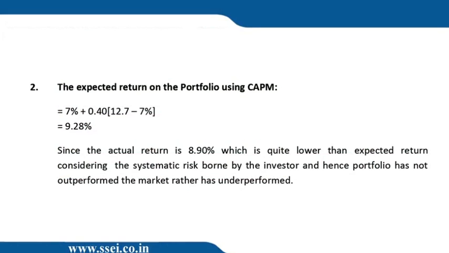So that's what they have done. They have called it expected return. That's wrong language. It's required rate of return. 7 plus RM minus RF into beta, 9.28, whereas the return was 8.9%. So they've earned a lower return.